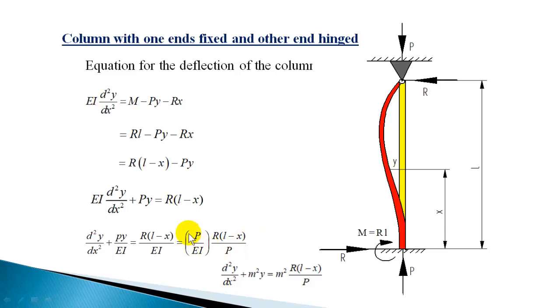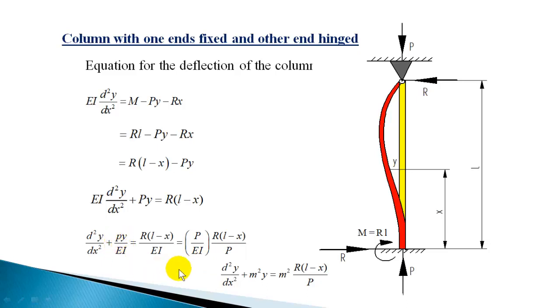So I am just introducing P in the numerator and denominator. So it is equal to this only. P cancels, you are getting the same quantity. So I am just writing it in terms of P by EA: P by EA into R into L minus X divided by P. So you are getting the differential equation as d square y by dx square plus P by EA y is equal to P by EA into R into L minus X by P.